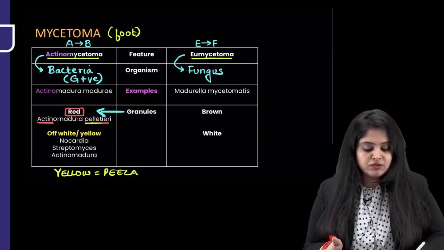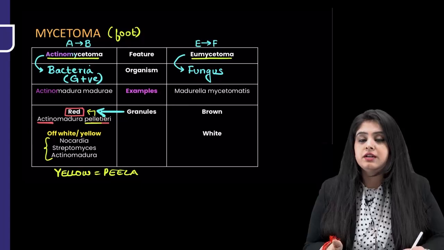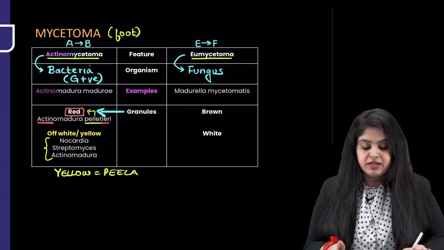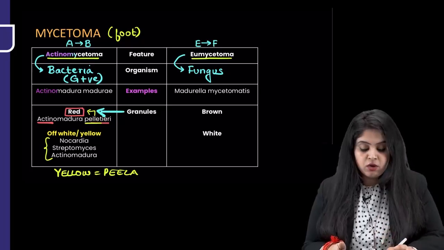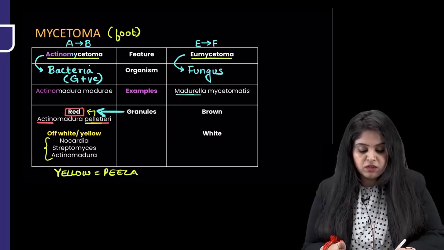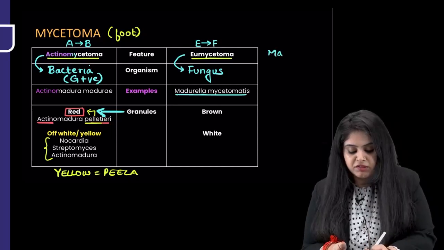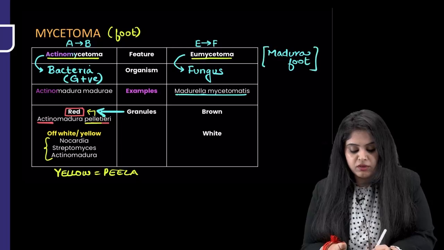So Pelletieri actually is going to give you red color granules, and all the other bacteria that I've written, Nocardia, Streptomyces, all those are going to give me the peela, the yellow color granules. Now coming to the fungus part of it. When I talk about the fungus, obviously one of the most famous fungal organisms that we have is Madurella mycetomatis. That is why it is very famously known as the Madura foot also.